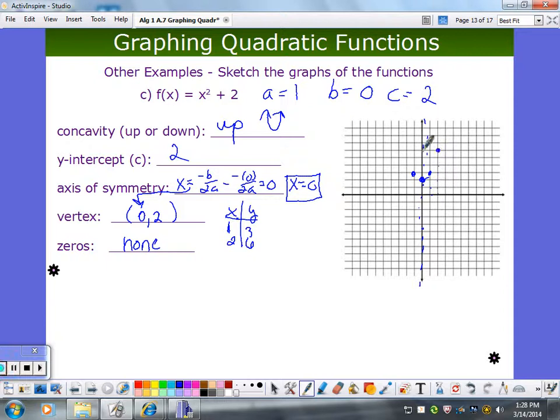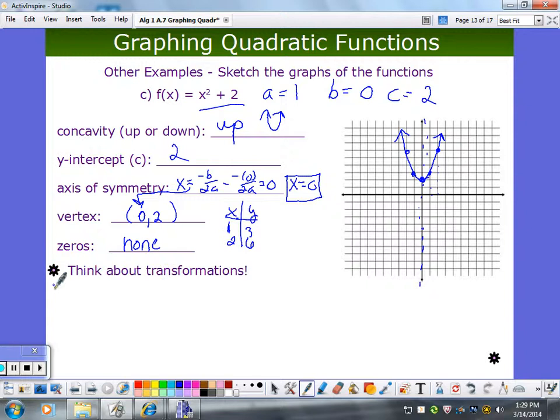Up here, and I'm going to have a match on the other side. That's probably enough, just to get an idea of the shape. Yes? How did you get the 0 to the vertex? I take the 0 and plug it into the function. If you're given an x value, how do you ever find a y value? You plug it into the equation.